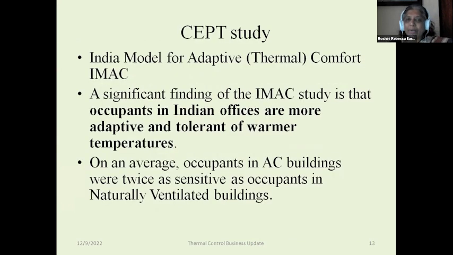So CEPT in Ahmedabad have done some interesting studies, and they say that occupants in Indian offices are more adaptive and tolerant of warmer climates. So you don't have to keep them so cold, so long as they wear proper clothing.